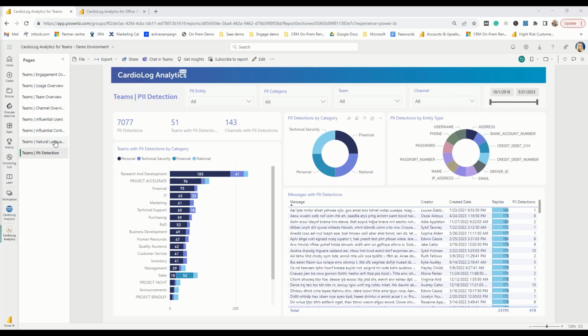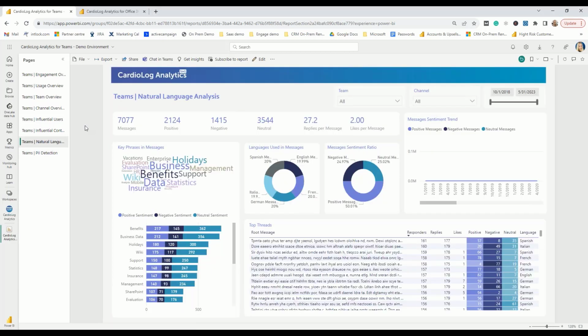If we look at natural language analysis, this particular dashboard within Teams, we can see useful reports here, such as key phrases in messages. The purpose of this report is to emphasize the prominent phrases that reflect the most discussed topics in Teams and their corresponding positive or negative sentiment. Language used in messages. This report provides insights into the language usage within Teams by applying filters such as English. You can ascertain the sentiment of messages specifically in that language.